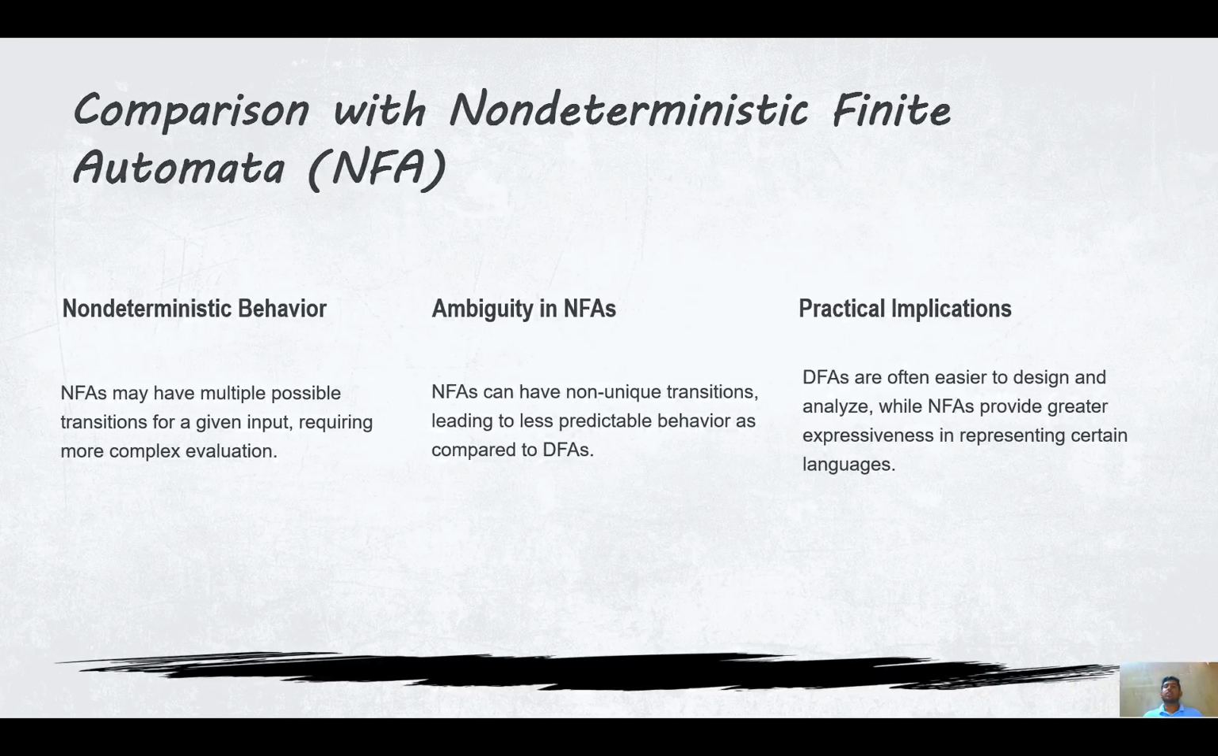Comparison with non-deterministic finite automata. Non-deterministic behavior. NFAs may have multiple possible transitions for a given input, requiring more complex evaluation. Ambiguity in NFAs. NFAs can have non-unique transitions, leading to less predictable behavior as compared to DFAs. Practical implementation. DFAs are often easier to design and analyze, while NFAs provide a greater expressiveness in representing certain languages.